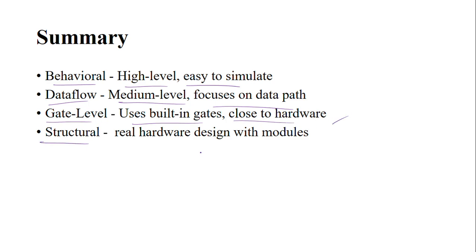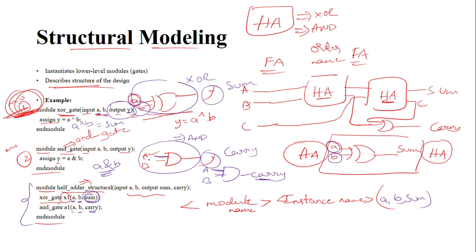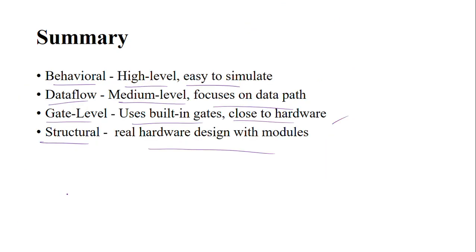Structural is real hardware design with modules. Here we use other modules and instantiate those modules in this module. So here we can see this module is instantiated in this another module. This is called instantiation. When another module name is used in this module, we call it instantiation. In other videos we can look into some more coding and everything and discuss it, then we can understand properly. Until now, these are the 4 types of modeling.